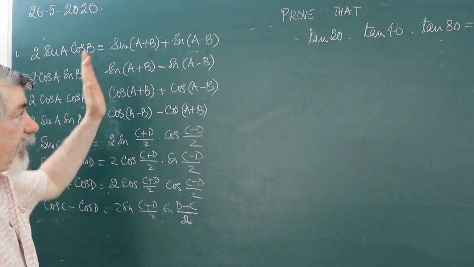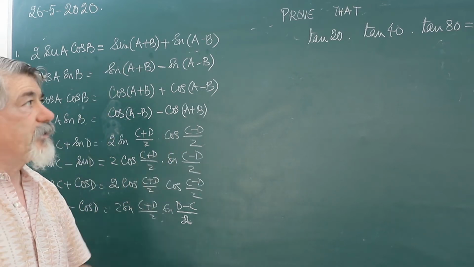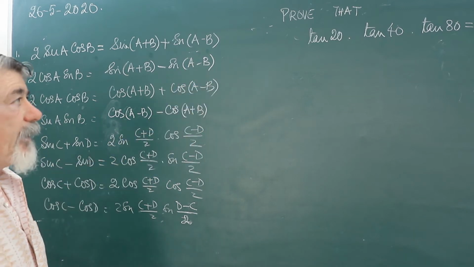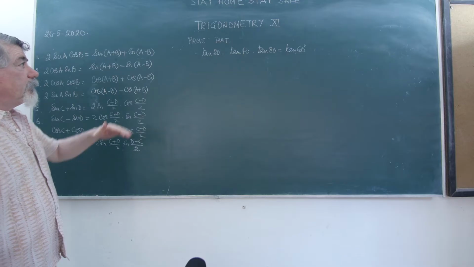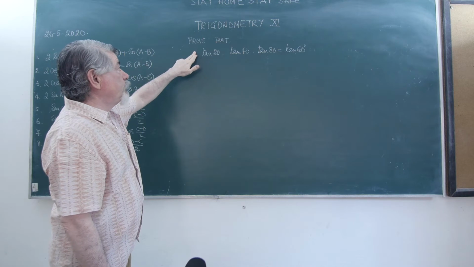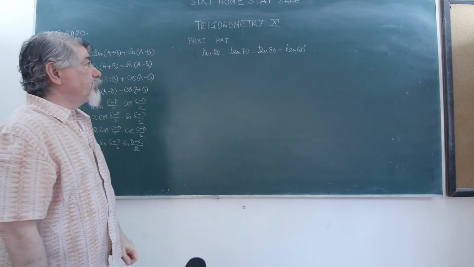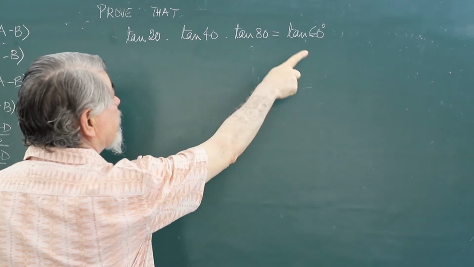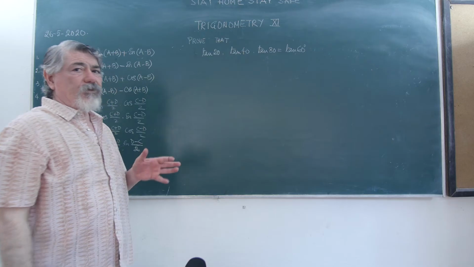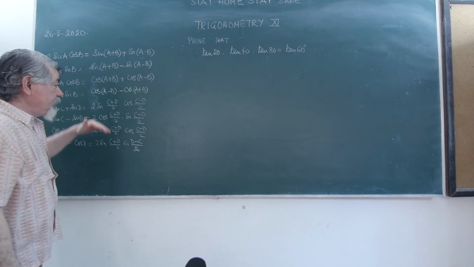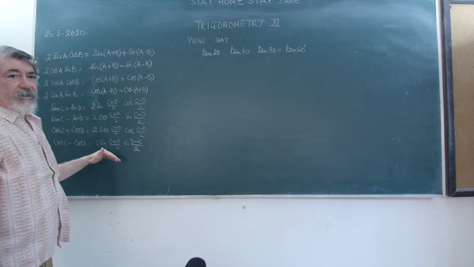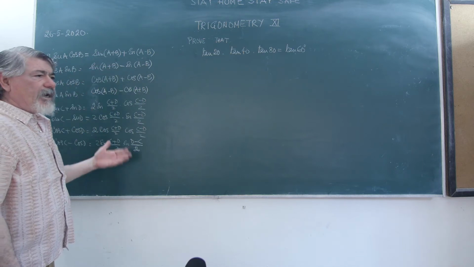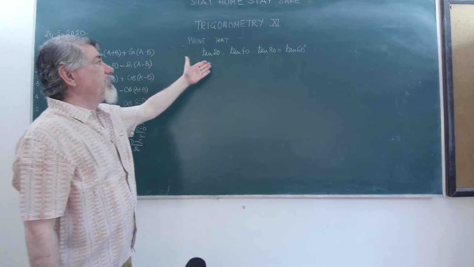Based on these, we are doing a few sums. Look at this sum. I have already done a few sums earlier, but I am going further and doing a few more practice sums for you. You have to prove that tan 10 tan 20 tan 40 tan 80 is equal to tan 60. I have no formulas for these in terms of 10. We have a double angle formula, but we can't apply that here.